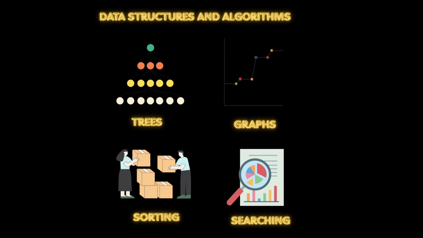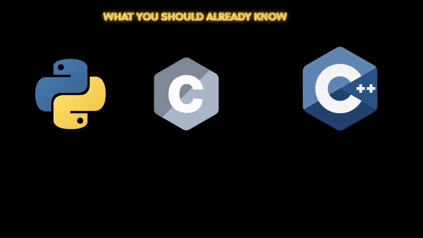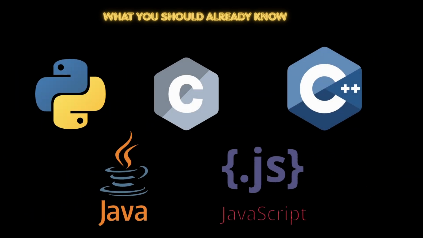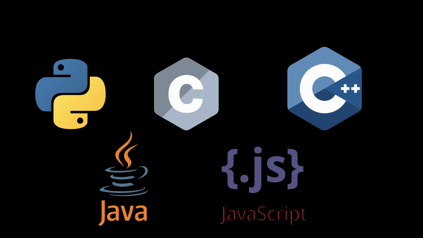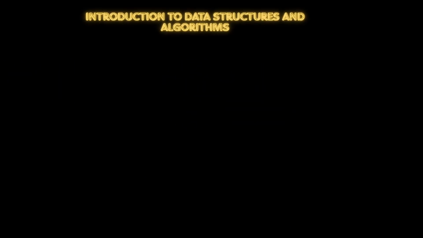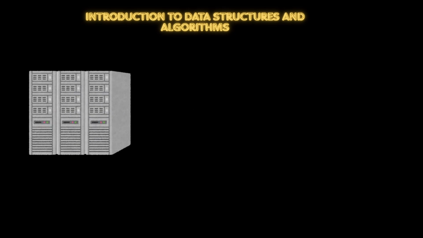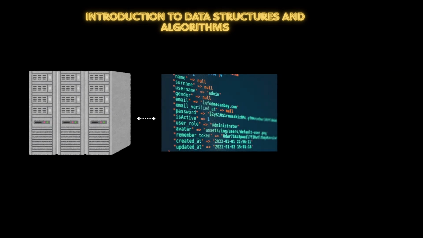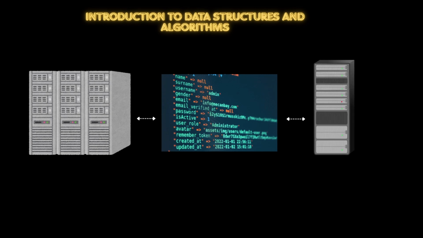Although data structures and algorithms are not specific to any programming language, you should have a basic understanding of programming in one of these common languages like Python, C, C++, Java and JavaScript. Data structures are about how data can be stored in different structures. Algorithms are about solving different problems, often by searching through and manipulating data structures.